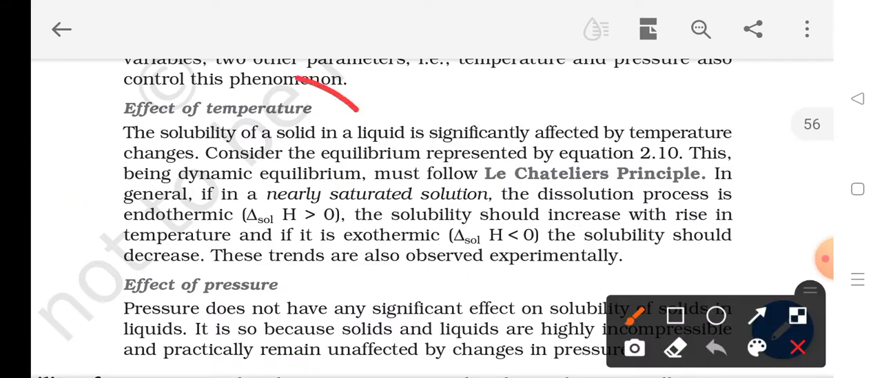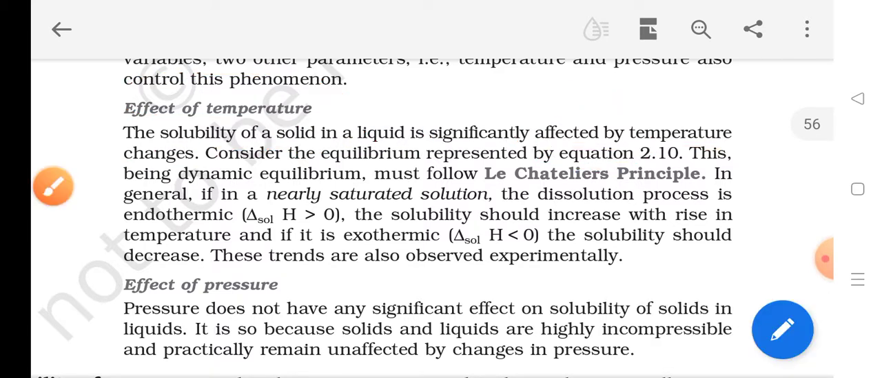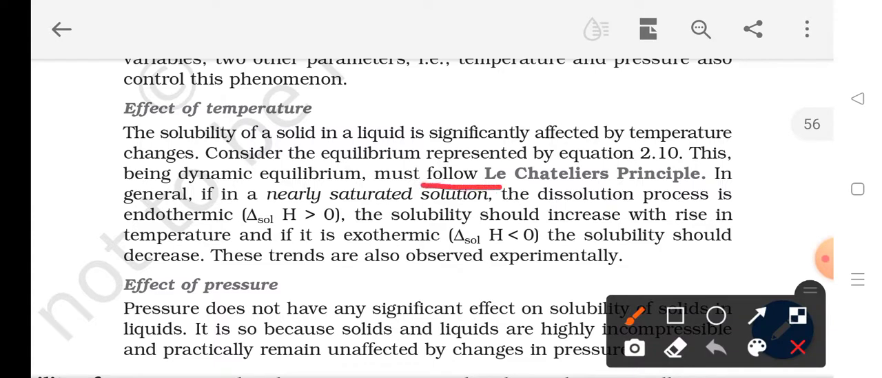So in case of effect of temperature, the solubility of a solid in a liquid is significantly affected by temperature changes. If we dissolve a solid in a liquid, then it is affected by increasing temperature. And how it is affected, in this case it follows Le Chatelier's principle, which I already discussed in my first year in class 11, during the chapter on thermodynamics.